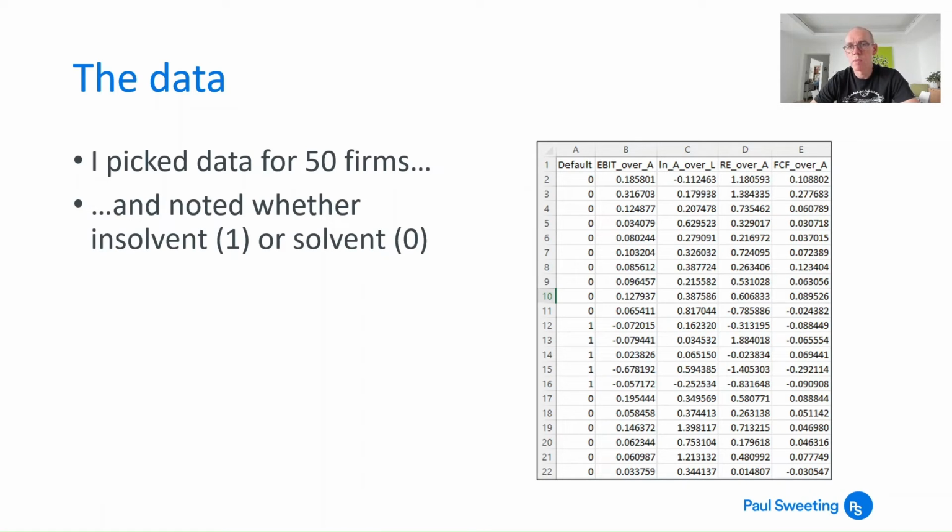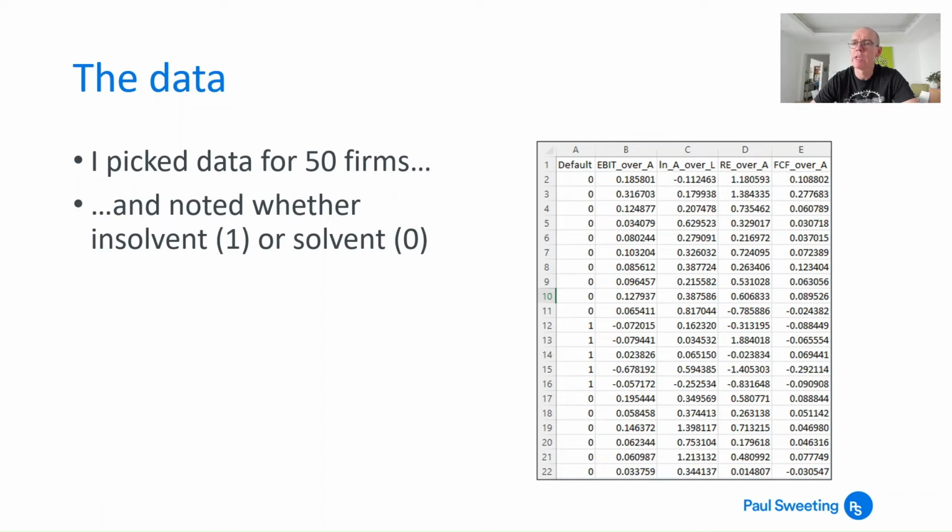We then got EBIT over assets, so earnings before interest and tax divided by assets. Now, EBIT can be positive or negative. Assets is always positive. So this gives you something which is going to be reasonably symmetrical. Don't think we need to do any transform on that.